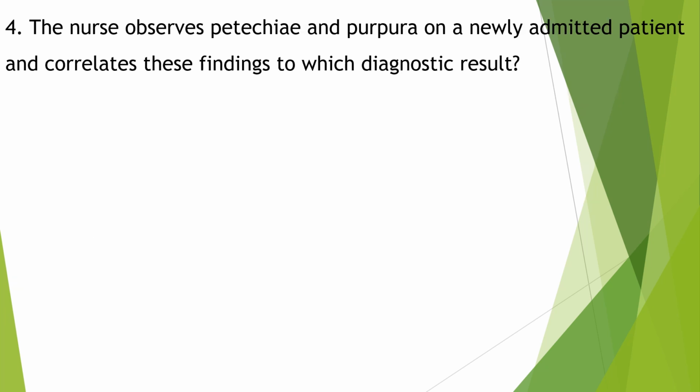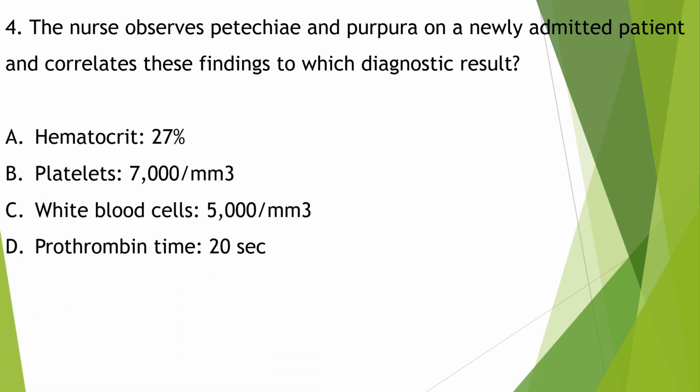The nurse observes petechiae and purpura on a newly admitted patient and correlates these findings to which diagnostic result? Hematocrit 27%, platelet 7000 per millimeter cube, WBC 5000 per millimeter cube, prothrombin time 20 seconds. So here the patient is having petechiae and purpura, that means there is an increased risk for bleeding. Here, if you see the platelet count, it is much lower. If the platelet is lower, there is a chance for bleeding. Normal platelet count is 1 lakh to 3 lakh.